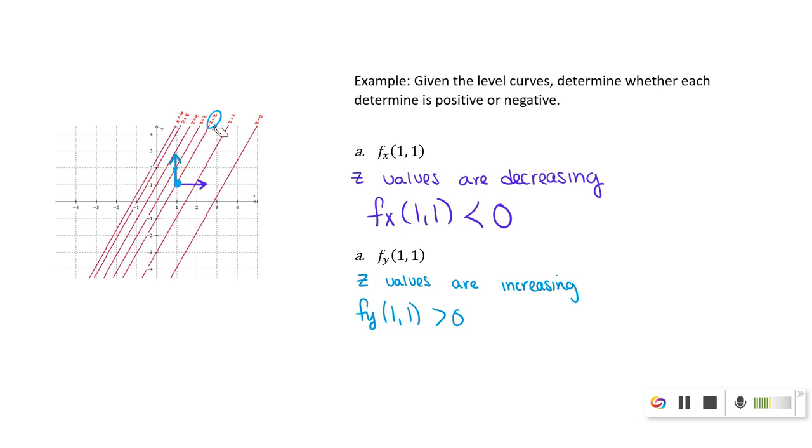Another way of thinking about these partial derivatives is that when you're taking the derivative with respect to x, you can imagine that you are walking in that x direction, and the derivative tells you whether you're going to be walking uphill or downhill. Based on this contour map, these level curves, we are going downhill. But if we were to move in the y direction, we would be moving uphill, so our derivative is positive.